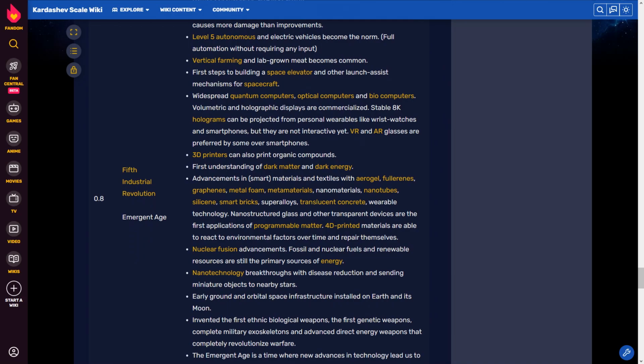Widespread quantum computers, optical computers, and biocomputers. Volumetric and holographic displays are commercialized. Stable 8K holograms can be projected from personal wearables like wristwatches and smartphones, but they're not interactive yet. VR and AR glasses are preferred by some over smartphones.